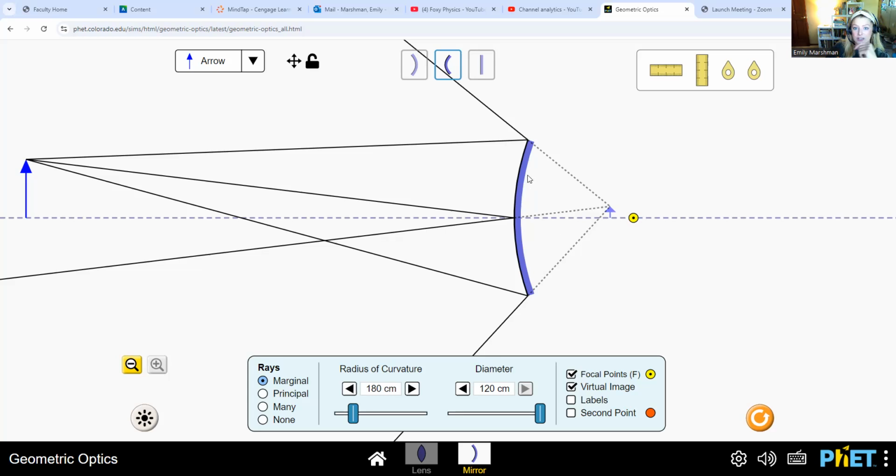So make sure that you can tell the difference between concave and convex mirrors. Make sure you can determine where the object is located, the magnification, and whether it's upright or inverted, and whether it's bigger or smaller than the actual object height. I hope this little quick video helped, and this should help you with your laboratory report as well.